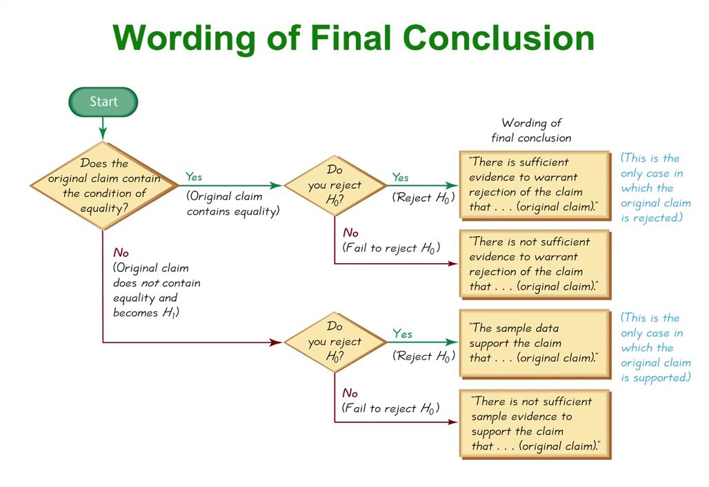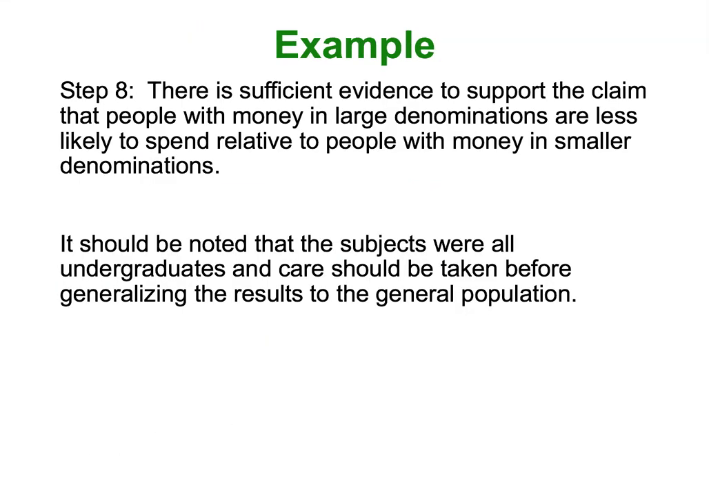The sample data support the claim that subjects who have that money is more likely to be spent in smaller denominations than in larger. And that's not what I read here, but that's our conclusion. I put it in a different, very badly and awkwardly worded sentence. Okay, so that's comparing two proportions.